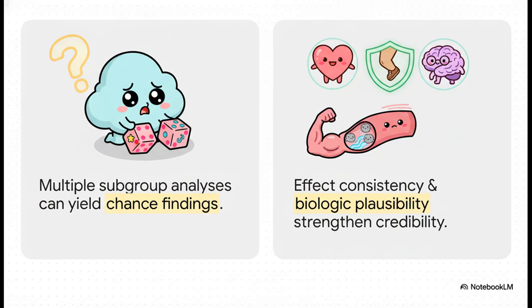Now, with any subgroup analysis, you have to worry about the play of chance, the problem of multiplicity. Slice the data enough times, and you might find something that isn't really there. But two things make these findings credible. First, the effect was consistent. It didn't matter how you slice the data, the benefit was there, which is what those non-significant P interaction values tell us. And second, there's just a massive amount of biological plausibility. It makes perfect sense that aggressively lowering lipids in a systemic disease like atherosclerosis is going to have benefits everywhere.